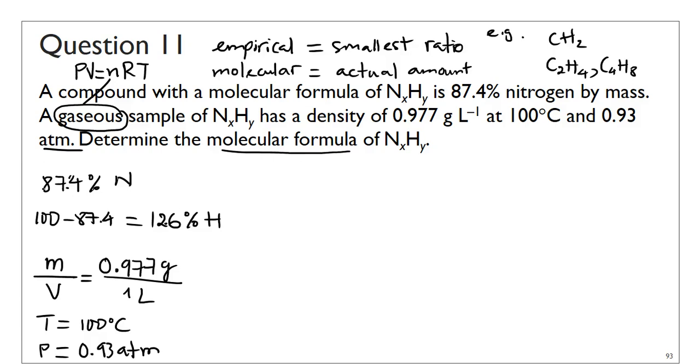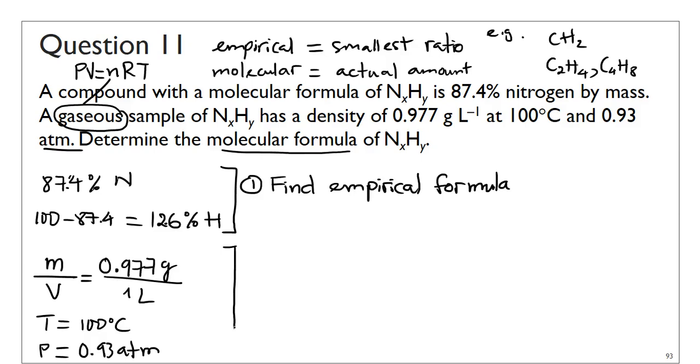Now the percentage composition should allow you to determine the empirical formula. So I would say I'm going to start with the empirical formula because I kind of need to start somewhere. When you have to find the molecular formula, the empirical formula is always the first thing that you want to find. And once you have the empirical formula, in order to go from there to the molecular formula, you need to be able to find the molar mass of the gas sample. The actual molar mass is going to be a multiple of the molar mass of the empirical formula.